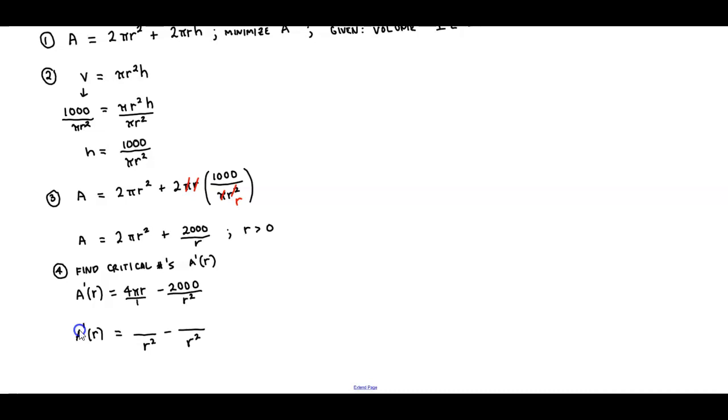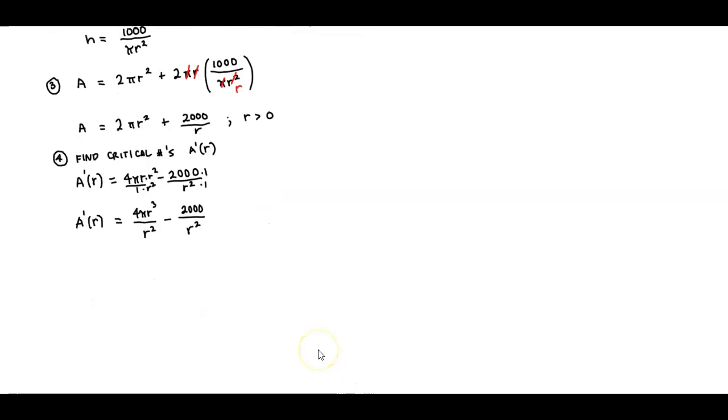So if this is over 1, you're going to multiply that by r squared. You're going to multiply this by r squared. So we're going to get 4 pi r cubed minus 1 times 2000. Okay, and now if we rewrite this as one fraction, we're going to combine the numerators. So we have 4 pi r cubed minus 2000 over r squared.